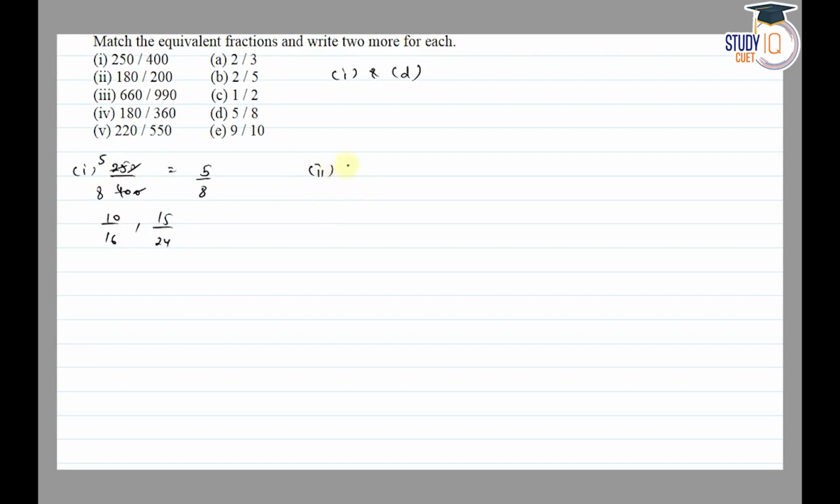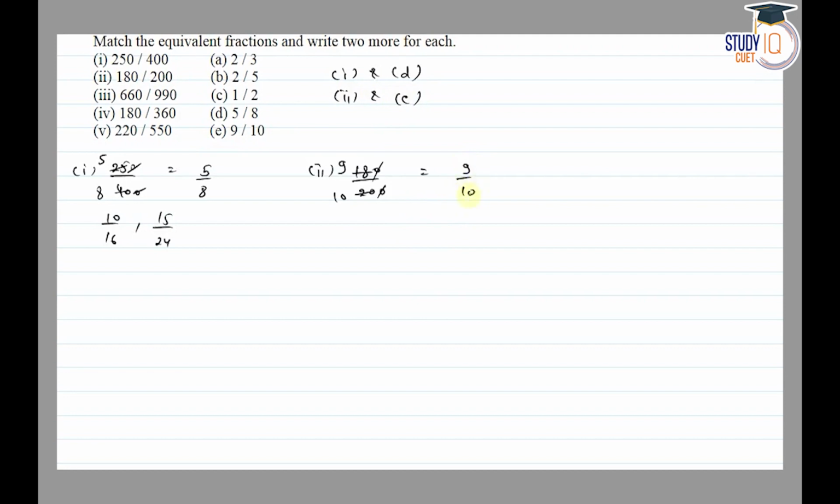Second, 180 upon 200. 0 से 0 cancel out. Then 2 से cancel out हो जाएगा 9 times and 20 cancel out हो जाएगा 10 times. So 9 by 10. So 180 upon 200 is equivalent to E. 9 by 10, second and E.